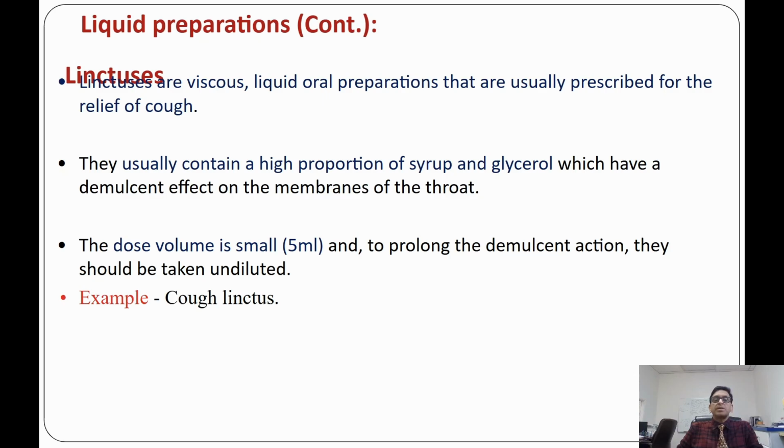Linctus are viscous liquid oral preparations that are usually prescribed for the relief of cough. They usually contain a high proportion of syrup and glycerol, which have a demulcent effect on the membrane of the throat. The dose volume is small, mostly around 5 ml, and to prolong the demulcent action they should be taken undiluted. Example, cough linctus.